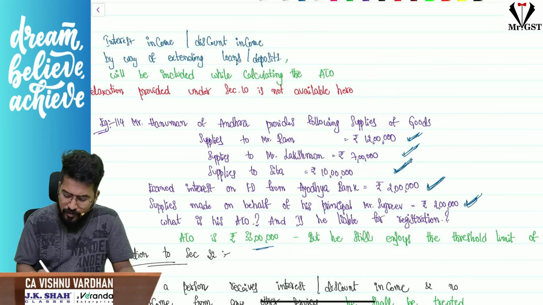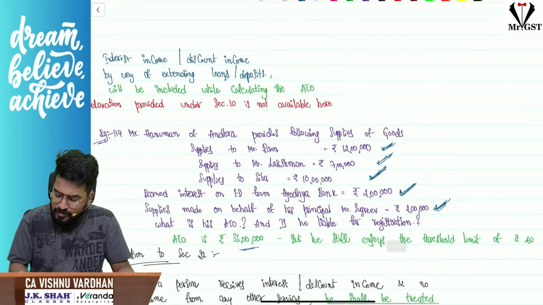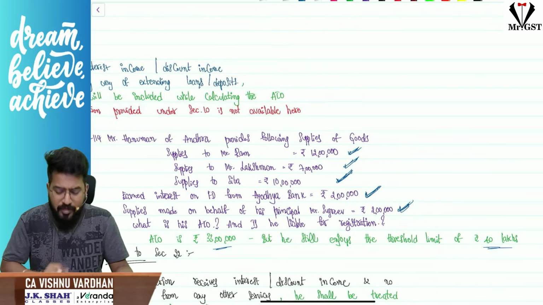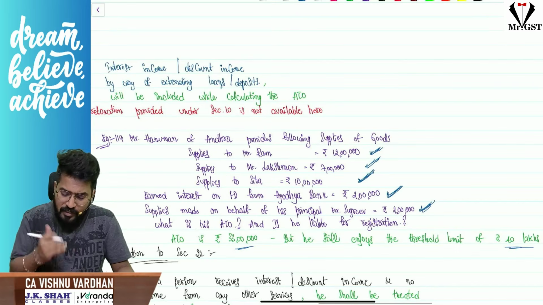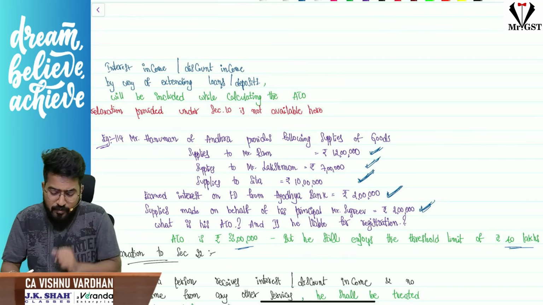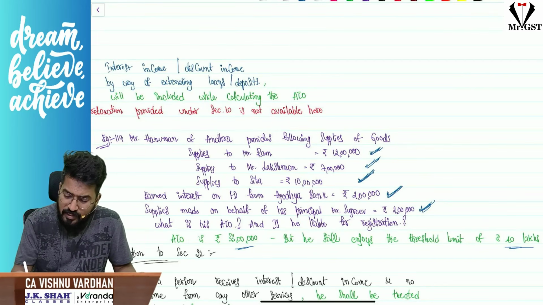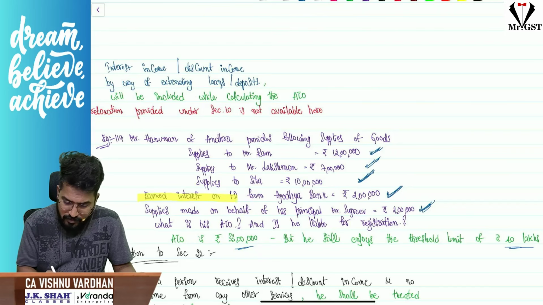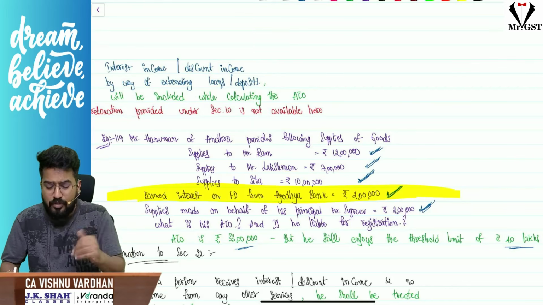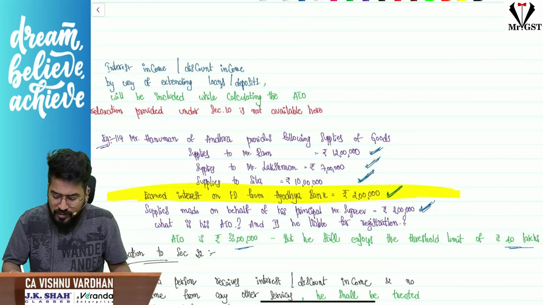Aggregate turnover is 33 lakhs, but still he enjoys the threshold limit of 40 lakhs. What am I trying to tell here? First of all, we have understood his aggregate turnover and whether he is liable for registration. My only point is, he is receiving interest income, correct? Because he is receiving interest income, it is a supply of service. So should his threshold limit fall down to 20 lakhs? No, the answer is absolutely no.